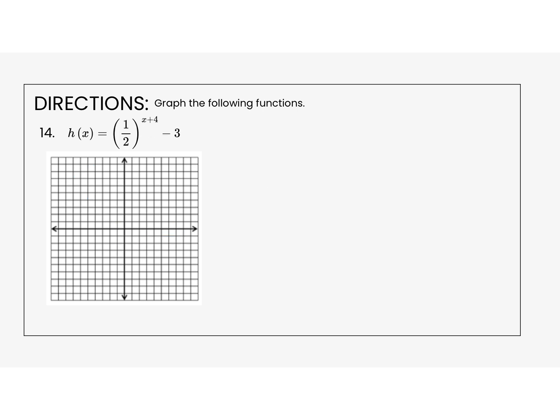Let's look at one more now, because this one is also going to shift right or left. So I see 1/2 to the power of x plus 4 minus 3. So the 1/2 tells us that this is decay. The minus 3 tells us we're going down 3. And then this plus 4 up here tells us we're moving left 4.